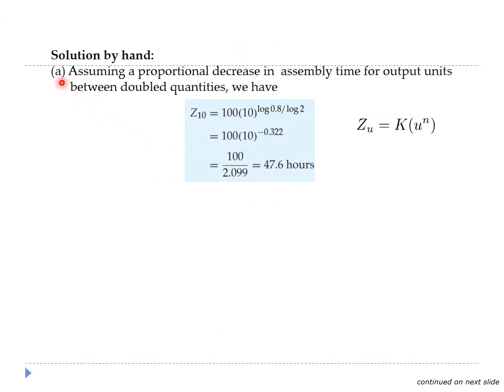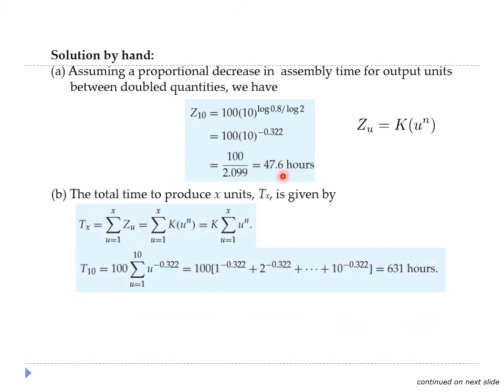For the solution to question A, assuming a proportional decrease in assembly time for output units between double quantities, the time it takes for the team to assemble the 10th car can be estimated using this formula. U is equal to 10, which is the number of output units where the assembly time is to be estimated. K is the time to assemble the first car, which is 100 hours, and the learning rate is 0.8. With these values, the estimated time to assemble the 10th car would be 47.6 hours.